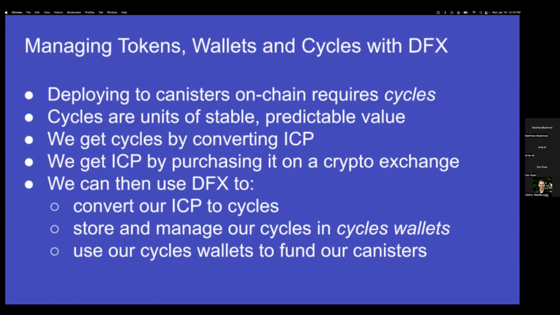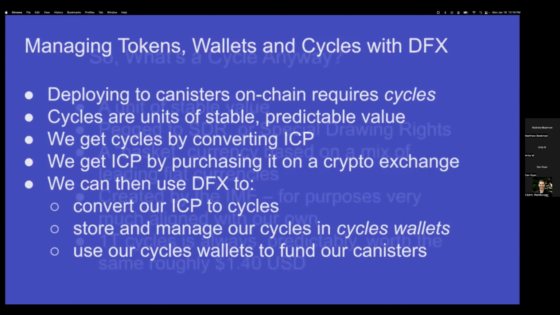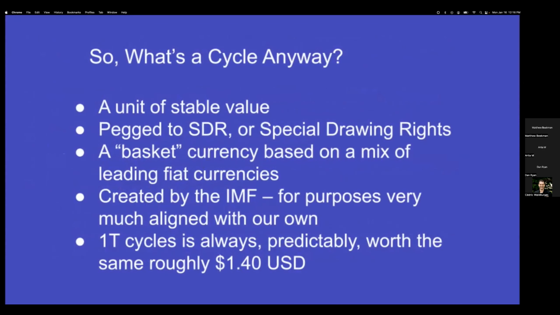And again, by all means, skip this part if you're bored, but I find it really interesting. The value of cycles is pegged to a globally recognized unit of value called SDR, or special drawing rights. SDR is not actual spending money, but rather what's called a basket currency unit created by the International Monetary Fund based on what they consider to be the 5 leading world currencies: USD, Euro, Yuan, Yen, and the UK pound. Its usefulness is based on its stable, predictable value, which is equal to roughly $1.40 American.